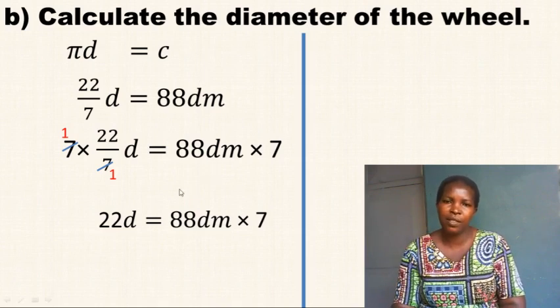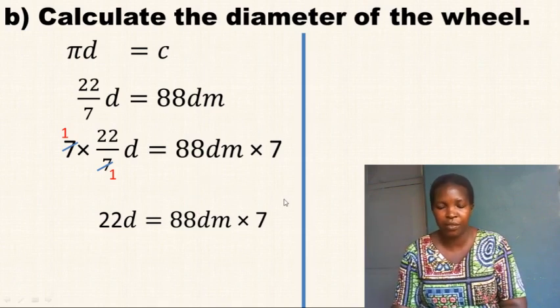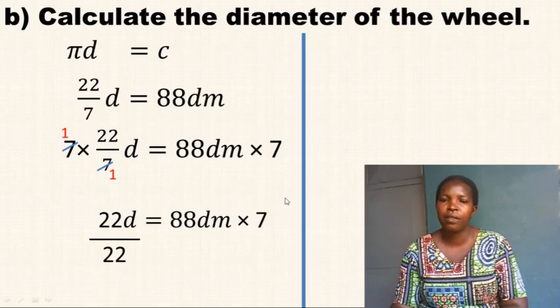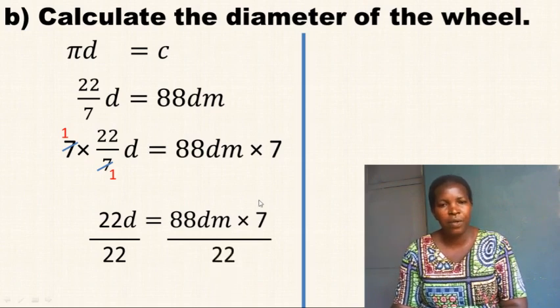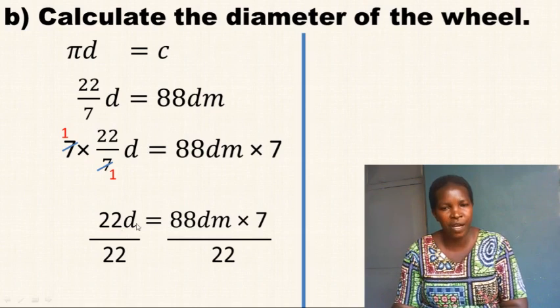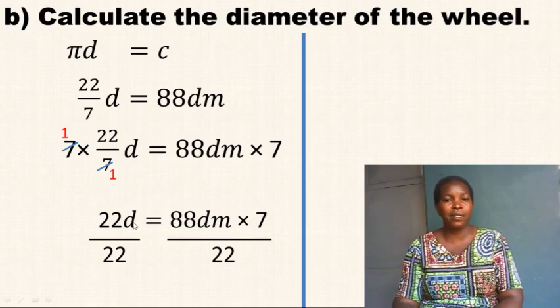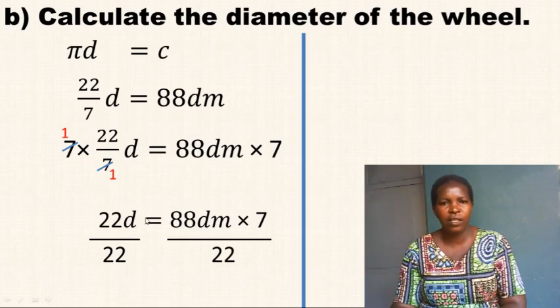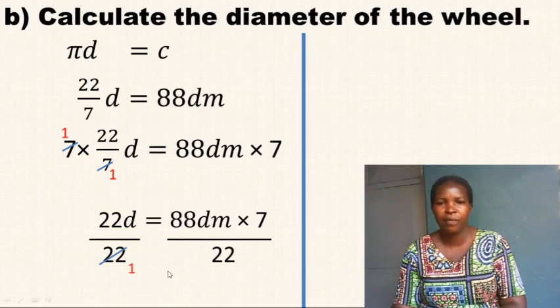Now at this stage, my dear boys and girls, in our next stage, we shall need to carry out the division. We shall say 22d out of 22. We shall also do the same. We shall also divide by 22. Why are we dividing by 22? It's because we need to find the value of d. And remember, d is our diameter. Now, we shall need to divide 22 divided by 22. What do we come up with? We shall come up with a 1.